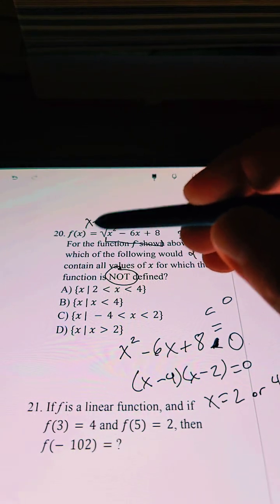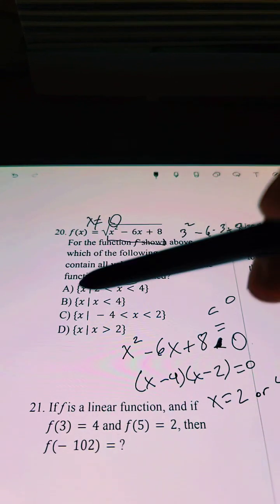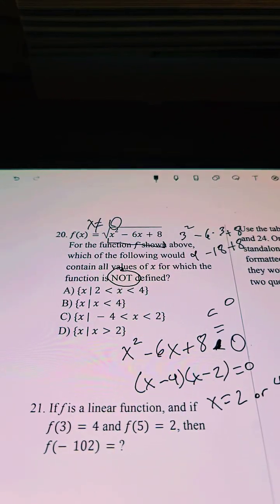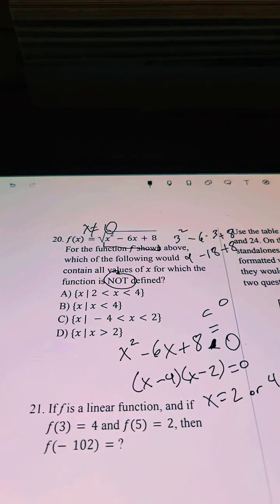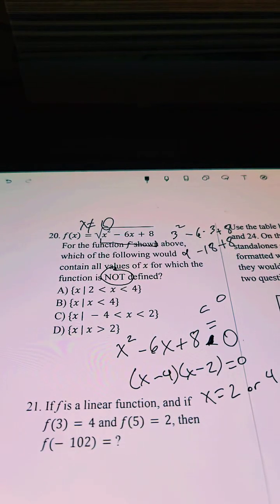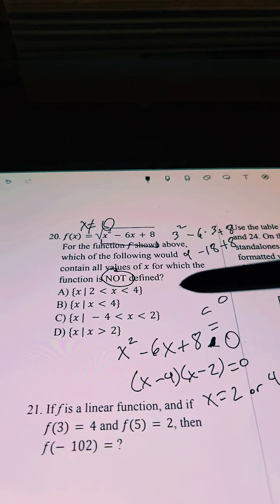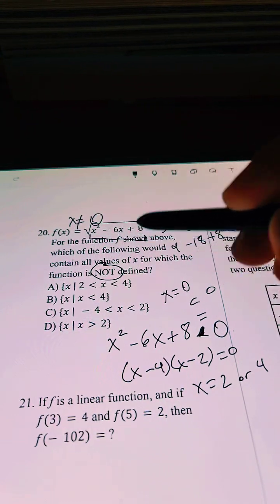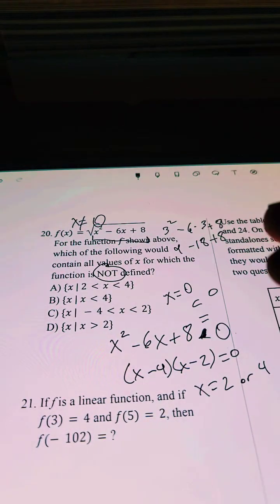X could not equal 0. Wait, hold on, how do I say this? It doesn't work for the problem. It's annoying to say because not defined means when does it not work, but I meant it doesn't work in the context of this problem. Basically, if we plug in x equal to 0, we don't get a negative value inside the square root, which is what we want for this to not work.